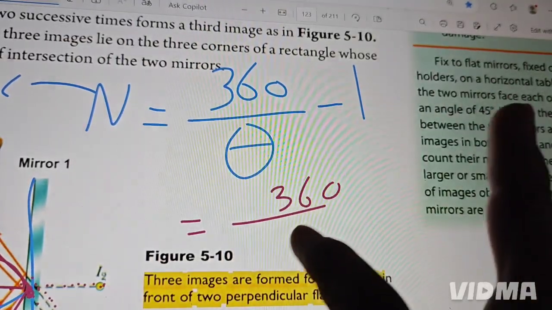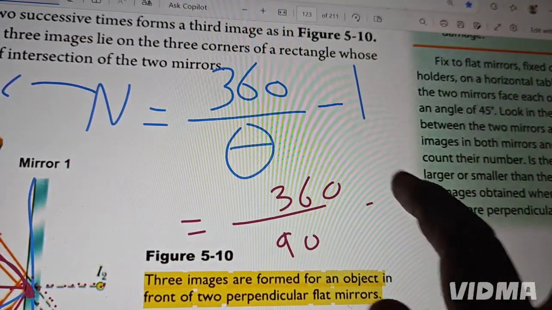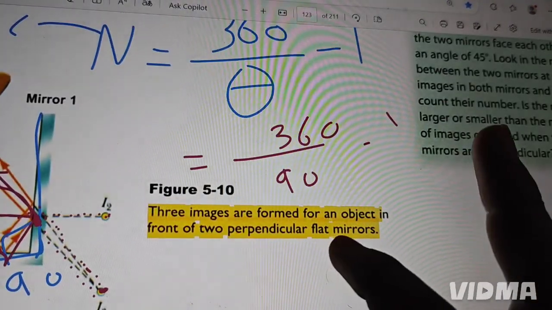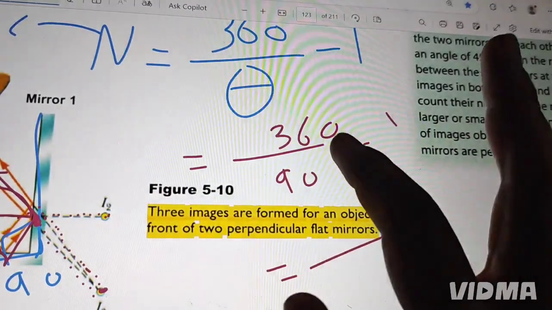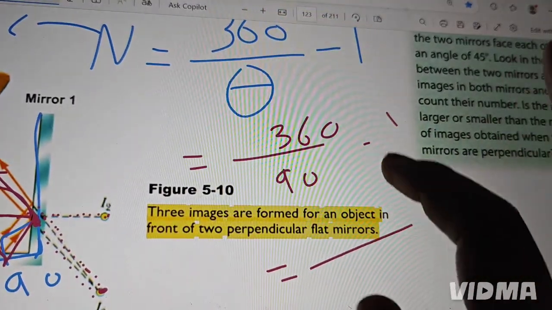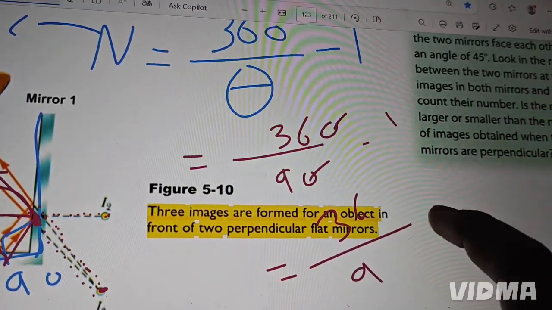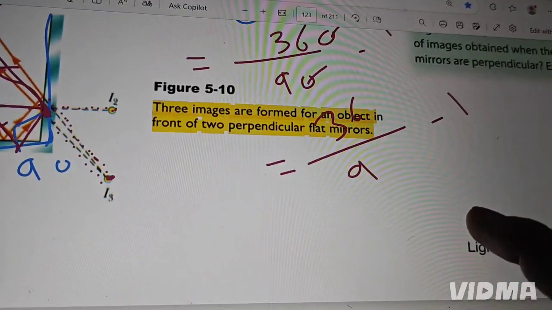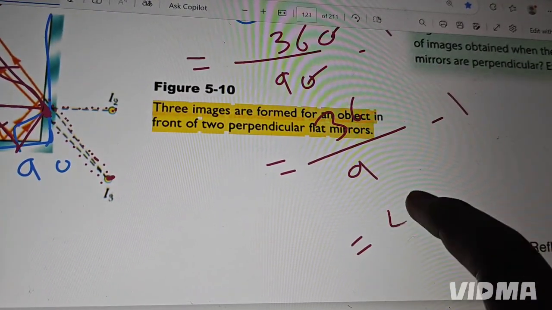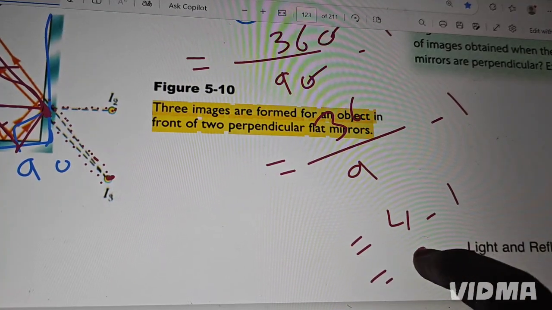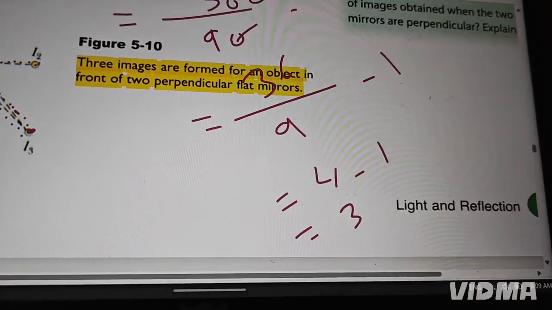So equal 360, the angle between them is 90 degrees, minus 1. So 360 over 90: the zeros cancel, leaving 36 divided by 9, which is 4. So 4 minus 1 will be 3. So we see that the answer here is 3.